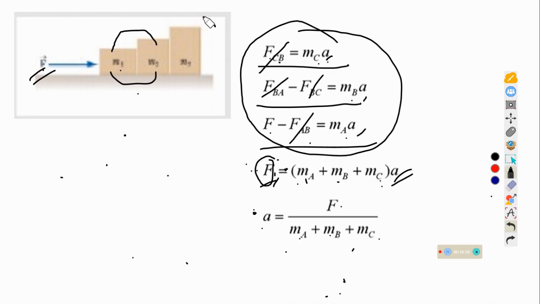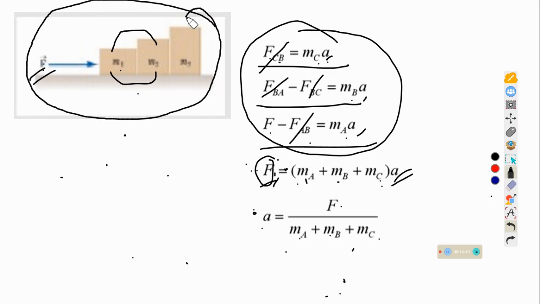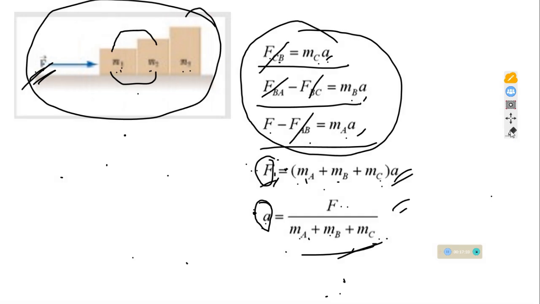So the acceleration acting on the whole system, because all are in contact, all of them move with the same acceleration, that's a common acceleration. The formula for common acceleration is applied force by the sum of all the masses. Applied force is capital F, the sum of masses is M_A, M_B, M_C, or M1, M2, M3. So with this formula we can find it.